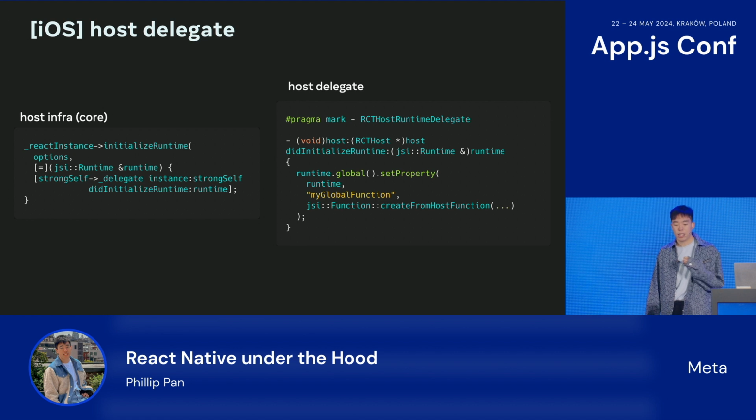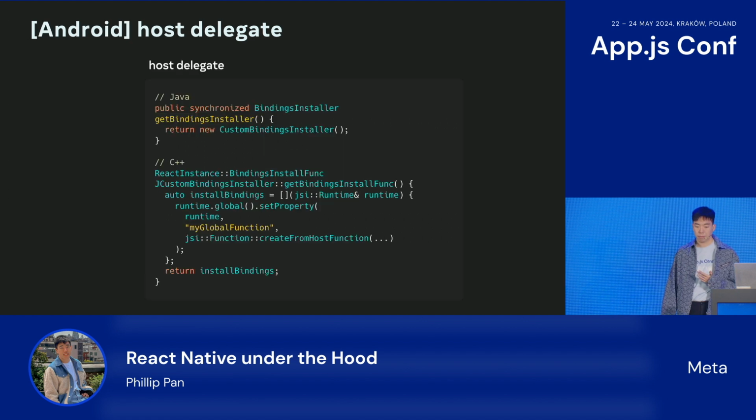Usually, the host delegate is the application, as the application is responsible for starting the React Native runtime. At Meta, we use this to bind application-specific logging functions that need to be ready as soon as JS execution starts. This is the iOS API, where the host will call did_initialize runtime when it finishes creating the runtime.